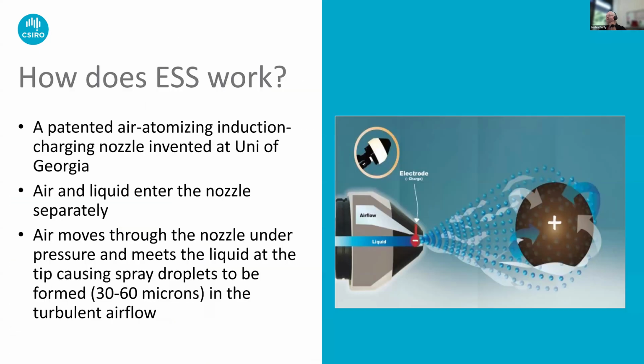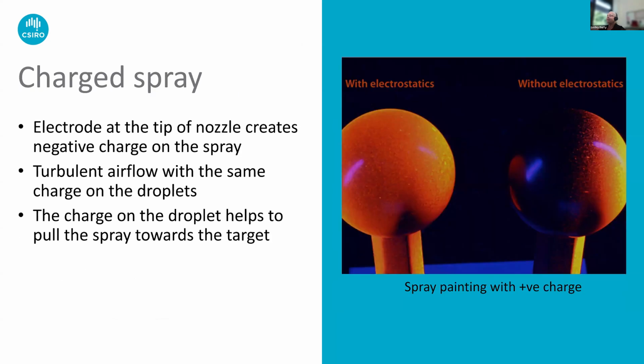So how does it actually work? Well, the nozzle is patented, and it's an air atomizing induction charging nozzle, and it was invented at the University of Georgia. Air and liquid enter the nozzle through separate lines, and as the air moves through the nozzle under pressure, it meets the liquid at the tip, and there's an electrode there, which causes spray droplets to be formed. They're about 30 to 60 microns, and they produce quite a turbulent flow. But there's an electrode at the tip, and this creates the negative charge on the spray.